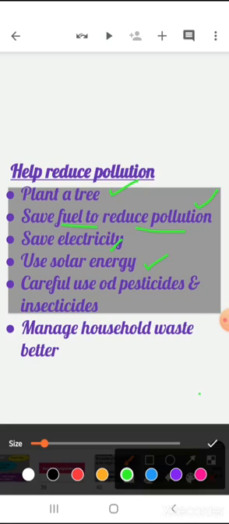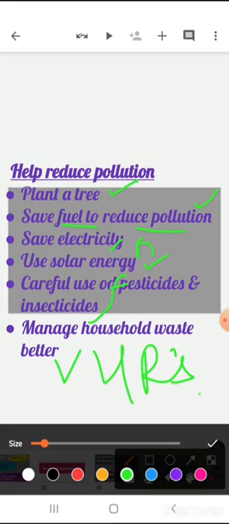Solar energy: we have the energy from the sun in abundance, so we can easily use that solar energy in our day-to-day life, like solar heaters, solar panels, solar lights. Yes, this can directly save the electricity. Careful use of pesticides and insecticides, because this creates pollution. Manage the household waste by using the 4 R's.